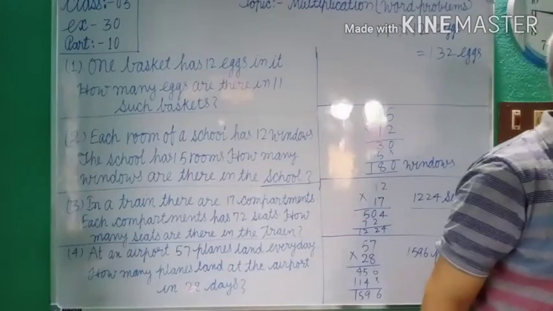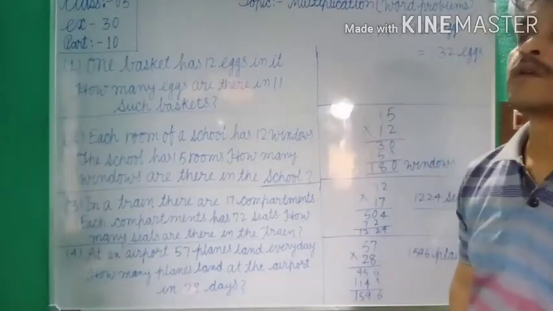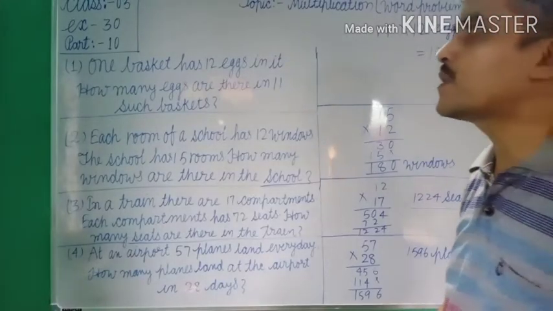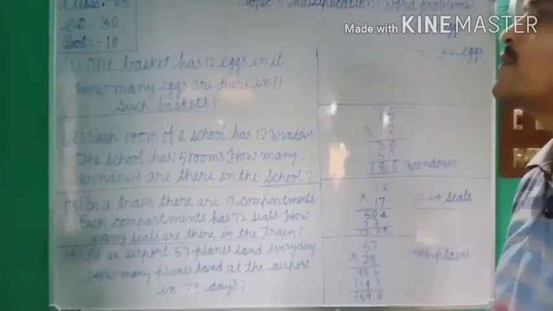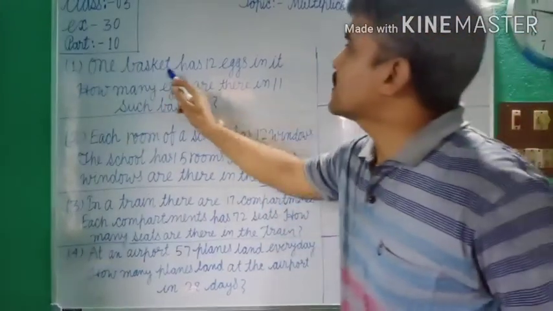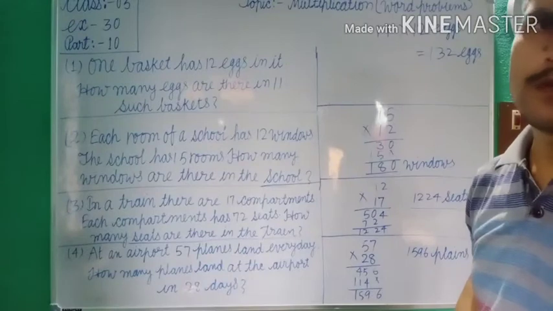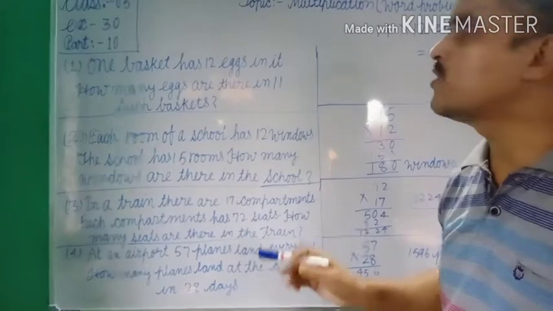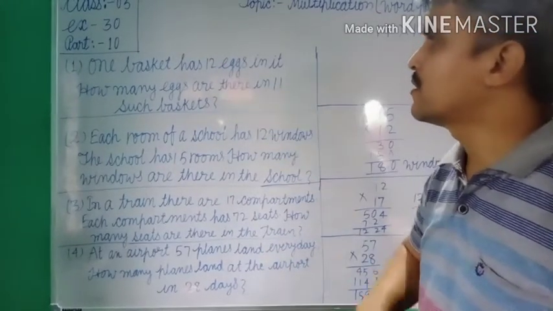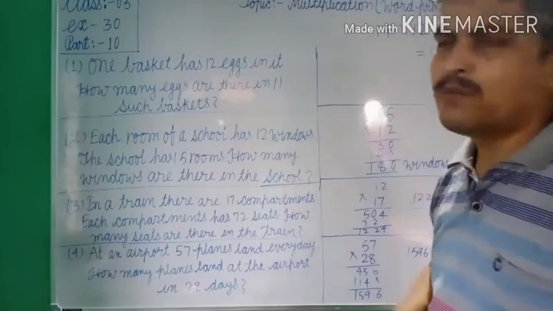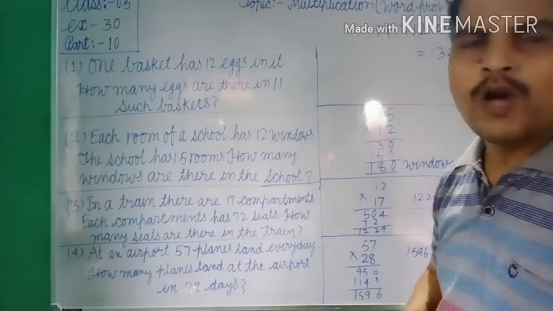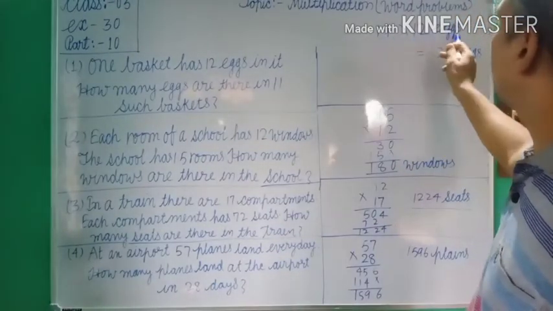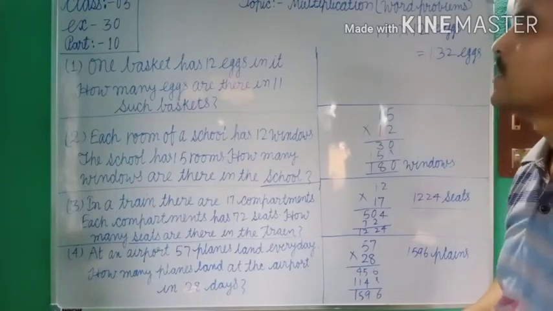Students, I remind you again of all the topics, because these are word problems. So students, first of all you read the word problem, then you solve. One basket has 12 eggs in it. You know eggs are kept in baskets. How many eggs in one basket? Each basket has 12 eggs. How many eggs are there in 11 baskets? When you multiply 11 by 12 eggs, that means 132 eggs in 11 baskets.